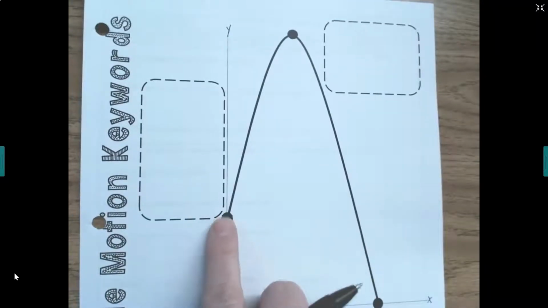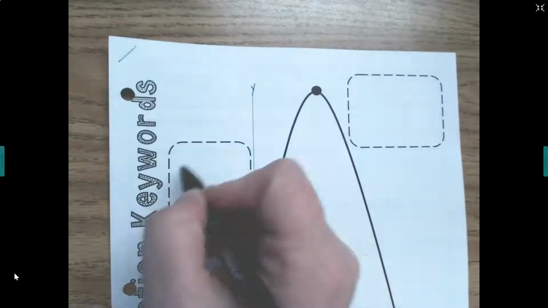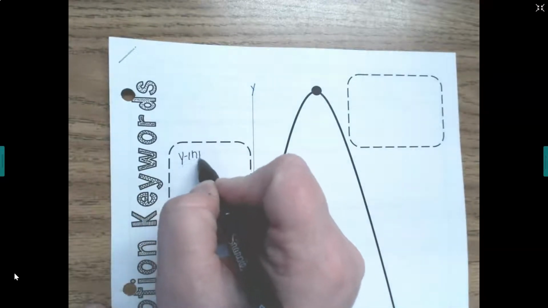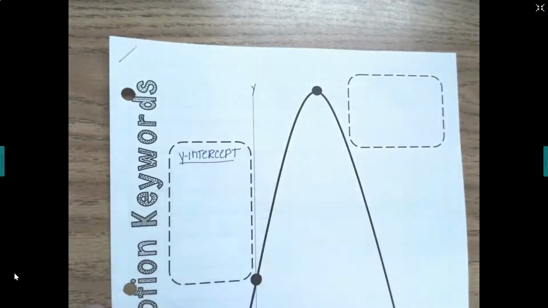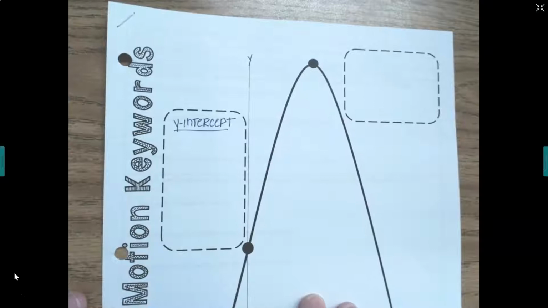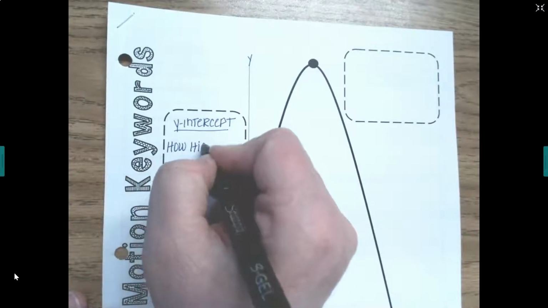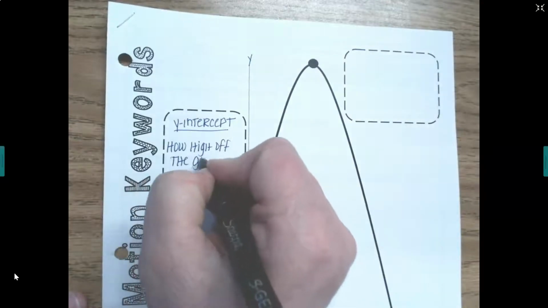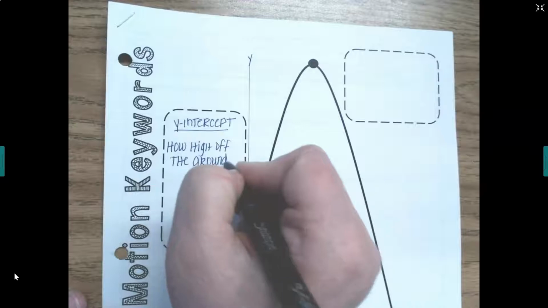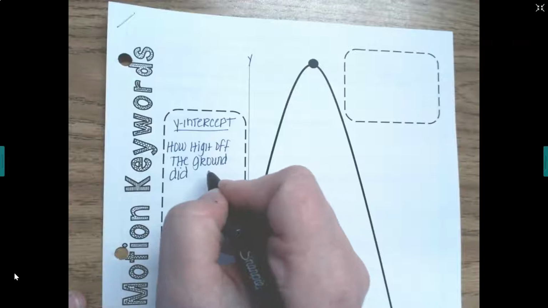This point is on the y-axis, where the graph crosses or touches the y-axis, so that's called the y-intercept. A word problem question referencing the y-intercept would ask you how high off the ground did the object start? Somewhere along those lines of how high was the object at the beginning?